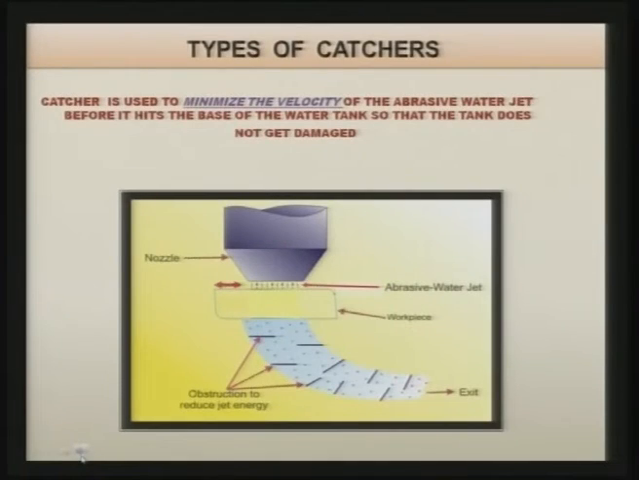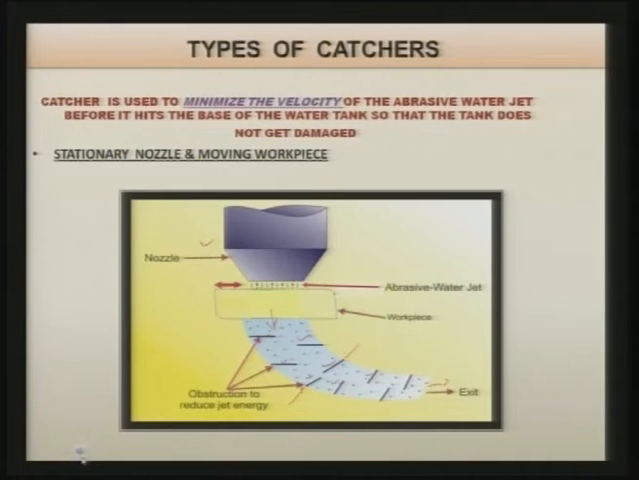So, catcher is used to minimize the velocity of the abrasive water jet before it hits the base of the water tank, so that the tank does not get damaged. Now, you can see here, this is the nozzle and abrasive water jet is coming out of it, it is cutting the workpiece. Then there is a tube. In this tube you have obstructions all around it, and when this water is coming inside this, it hits these obstructions over here and its velocity reduces continuously before it is really out from the tube, and these obstructions are there to reduce the jet energy.